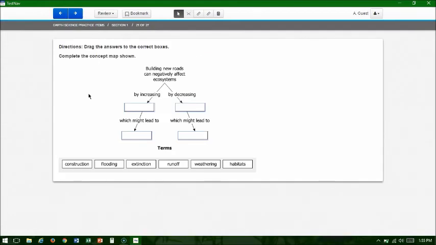Number 21, complete the concept map shown. So building new roads can negatively affect ecosystems. What's going to happen is that the water is not going to be able to penetrate the soil, and that's going to lead to increasing runoff, which might lead to flooding. So the flooding has to do with excess water just flowing over the surface and not soaking into the soil because of the roads. It's going to decrease certain habitats in the ecosystem, and that might lead to extinction for certain animals. So these are the correct answers.